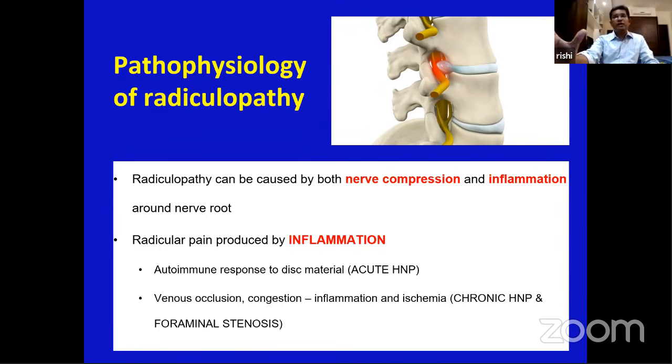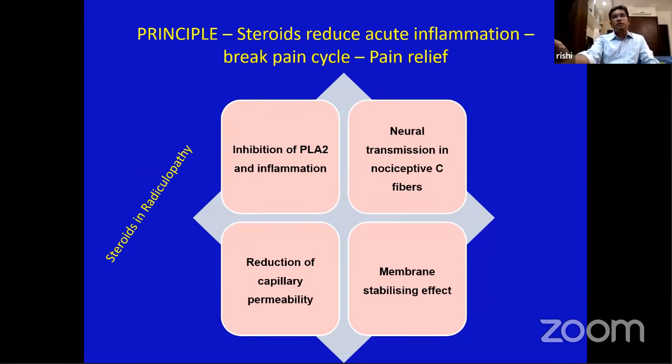So what exactly happens in a disc herniation is we get radiculopathy due to two important reasons. One is actual nerve compression by the herniated disc fragment. Second is the intense inflammation around the nerve root. The radicular pain produced by inflammation is actually more severe in patients with acute herniated nucleus pulposus, because of the autoimmune response. Whereas in conditions like chronic herniation and those with stenosis, it is more of a venous occlusion and congestion, which further results in inflammation and ischemia. The principle behind giving these nerve root blocks is that when we give a local steroid around an inflamed nerve root, it reduces the acute inflammation.